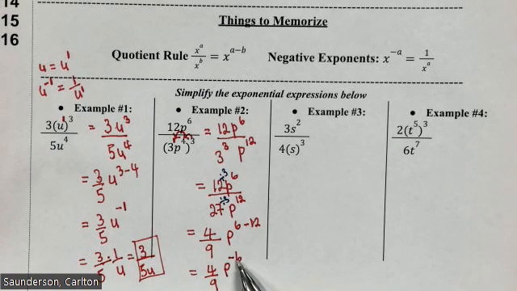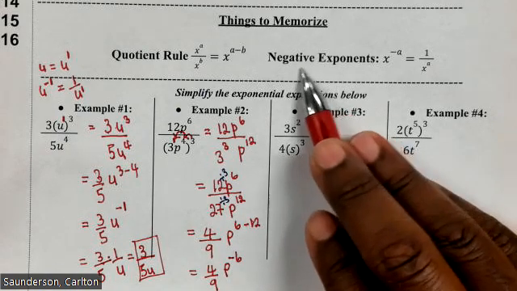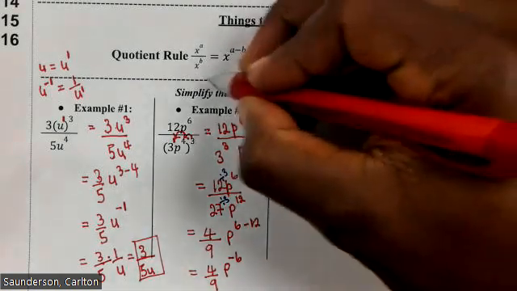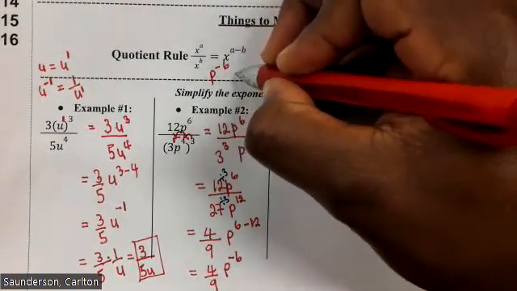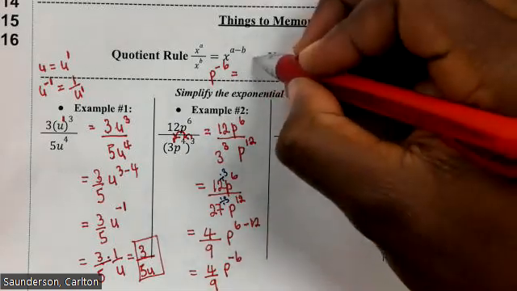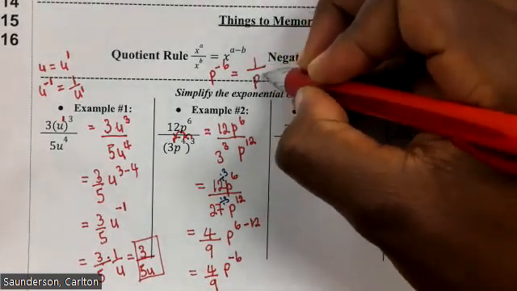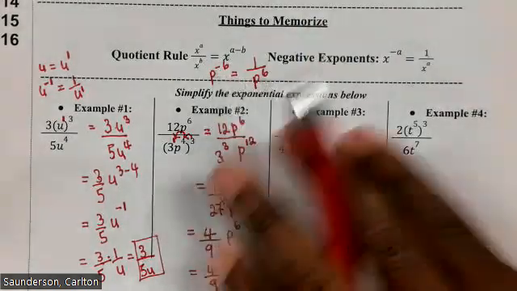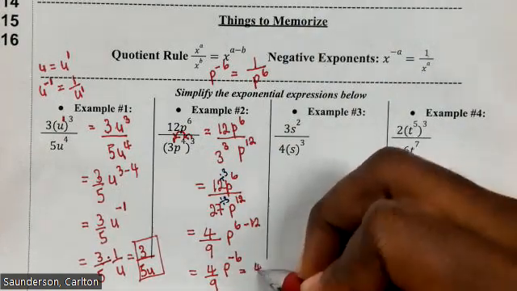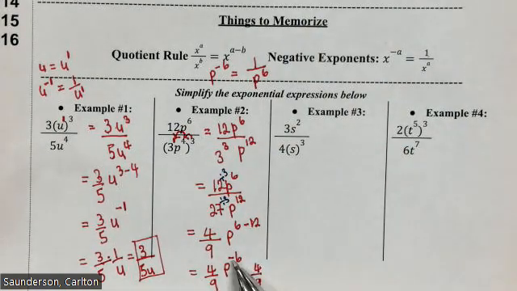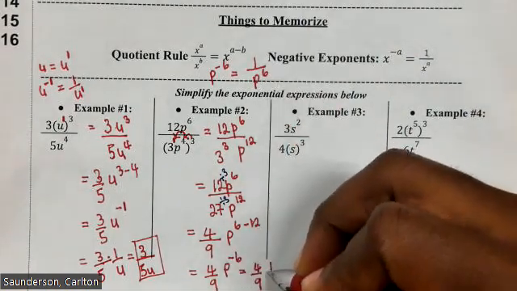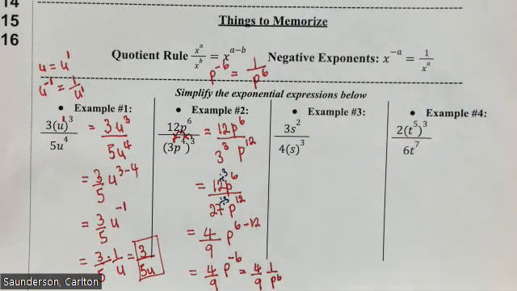However, we have a negative exponent. We don't want that. So now I need to use the negative exponent rule, all right? Negative exponent rule means that this p to the negative 6 power can be rewritten as 1 over p to the 6th. And the negative sign now goes away, okay? So I'm going to rewrite this as 4 over 9, but instead of p to the negative 6 power, I'm going to write it as 1 over p to the 6th, okay?